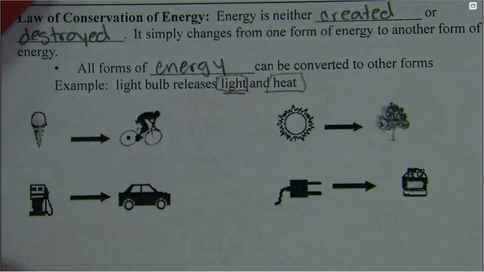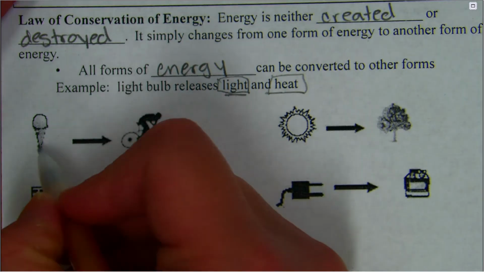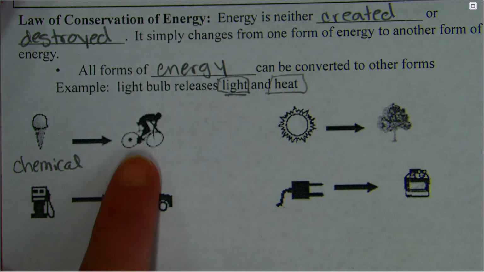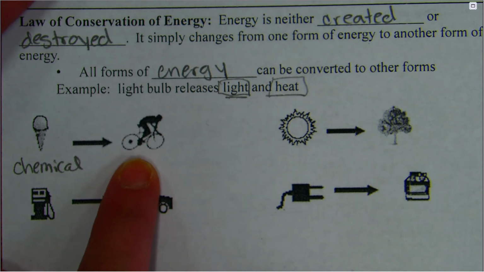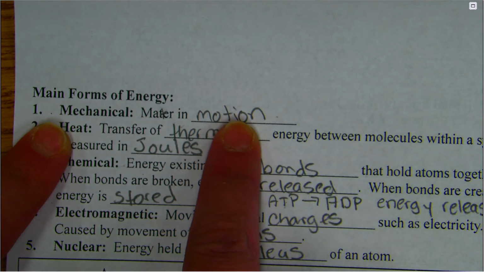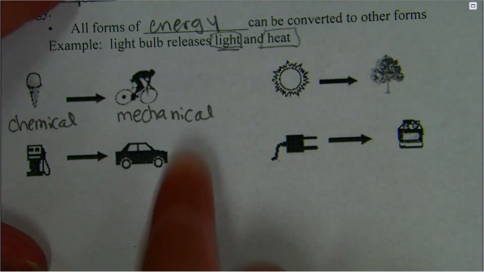So let's look at these pictures that I have for us, and let's do some examples. So when you eat something, the food that you eat is chemical energy. And then maybe you get on your bicycle and you're going to ride your bicycle over to a friend's house. All right. Motion, the movement is mechanical energy. So your body uses the food that you eat to pedal the bicycle. All right. So you moving your feet and pedaling that bike is your mechanical.